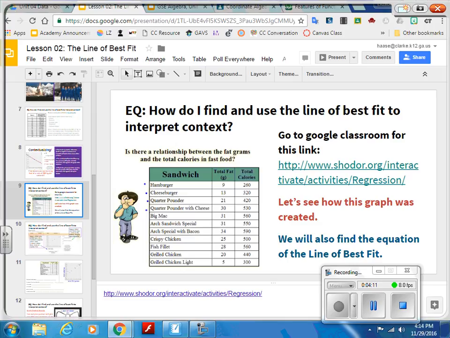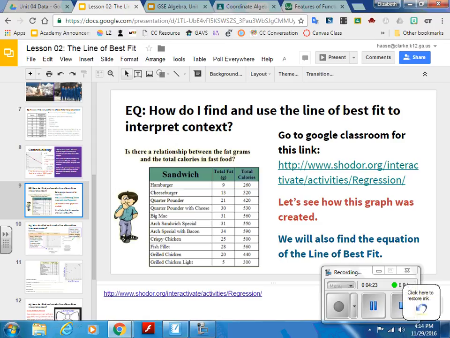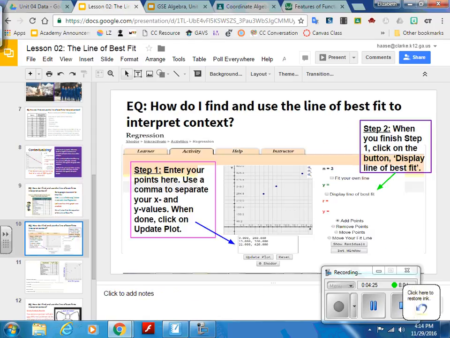So in order to do this, we are going to use this link, showdoor.org. It's actually linked in Google Classroom after this video. If you would open that link, you're going to see this picture.